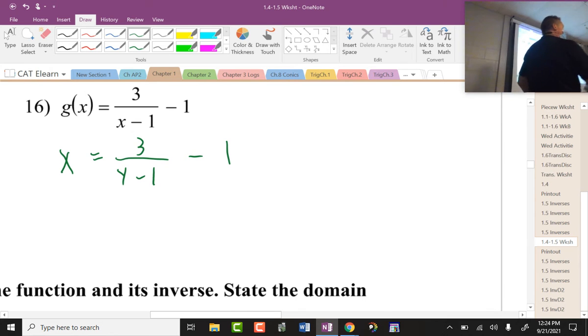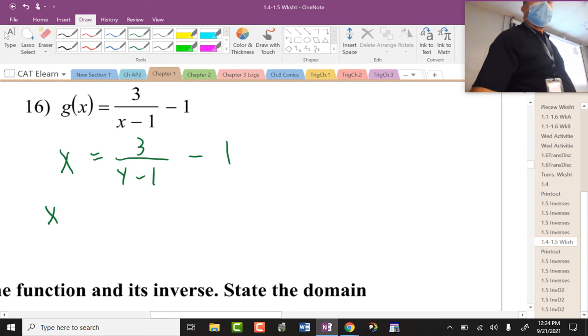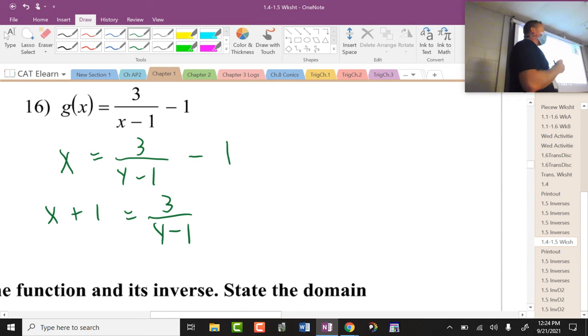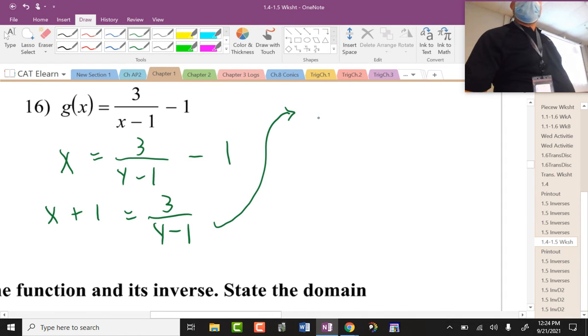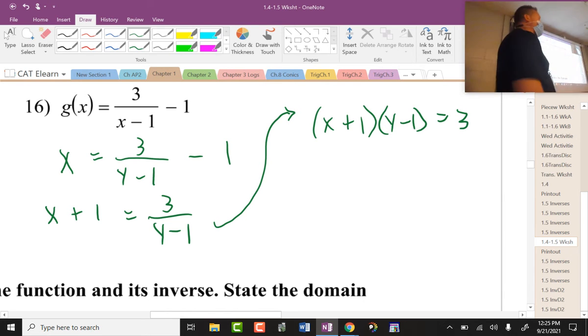What do you think the first thing is going to be that we do? Yeah, so add 1, right? And I would hope you could write it like this. Just go ahead and x plus 1 equals 3 over y minus 1. Then the next thing is probably cross multiply or multiply both sides by y minus 1. The next thing you should see is x plus 1 times y minus 1 equals a lonely 3. And I think I might have done something screwy last year.